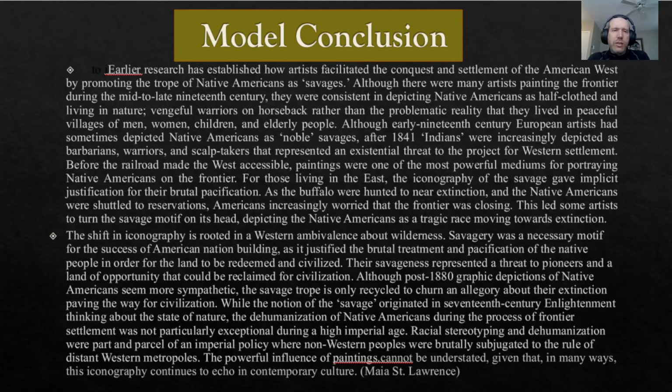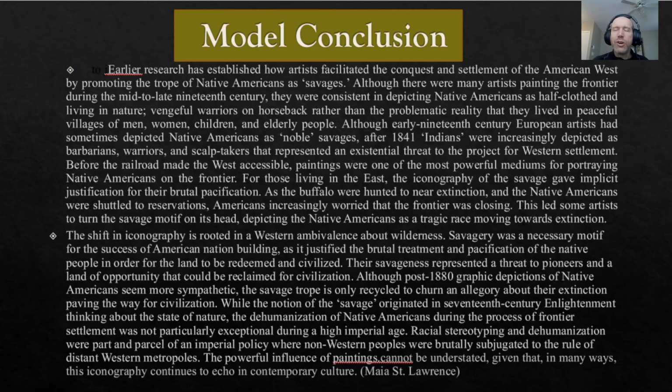So here I've included Maya's conclusion paragraph. She starts off with historiography, and she summarizes some of the findings of the literature. And in the second paragraph, she elaborates on her thesis and how her thesis was historically significant for understanding the colonial process. So I think this is a model conclusion.